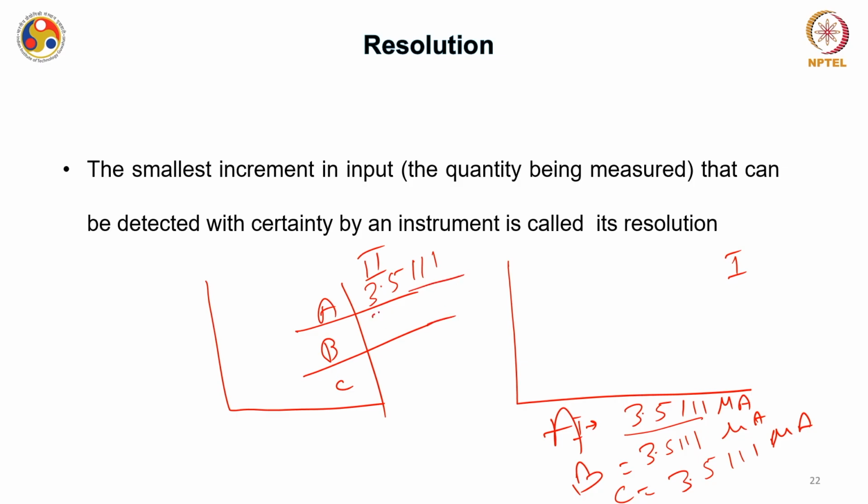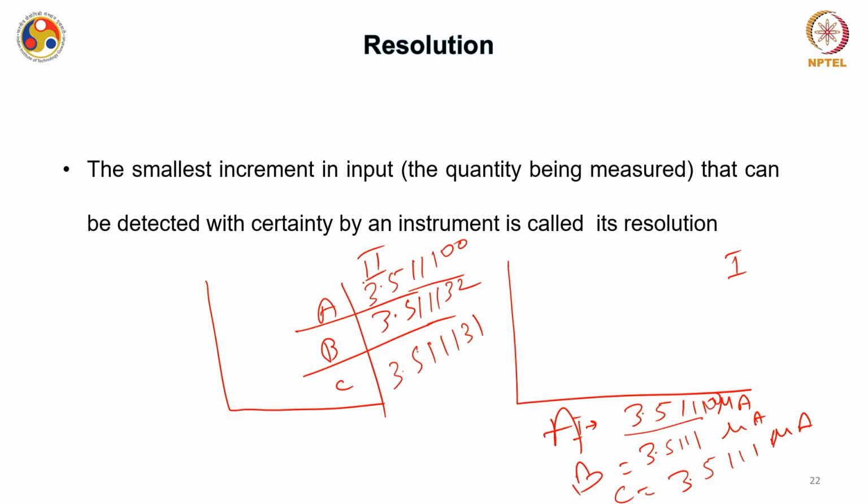Now, for sensor 2, for these 3 different instances, the measured values are 3.5111, then another is 3.511132, and another is 3.511131. Now, if you see, the second sensor is able to resolve in a much better fashion as compared to sensor 1. So, the current value of 3.511132 is given as 3.5111 in case of instrument 1.